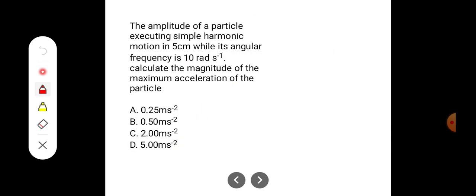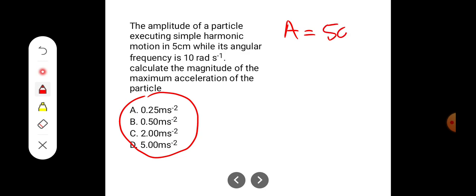It says the amplitude of a particle executing simple harmonic motion is 5 centimeter, while its angular frequency is 10 radians per second. Calculate the magnitude of the maximum acceleration of the particle. This is quite simple. If you notice, the options given here are all in meter per second squared. So that means I'm going to change the amplitude. The 5 centimeter, we are going to convert it, so that will give us 0.05 meters. Okay. Then the angular frequency, or angular velocity, is 10 radians per second.